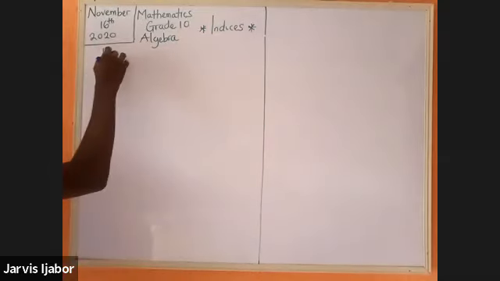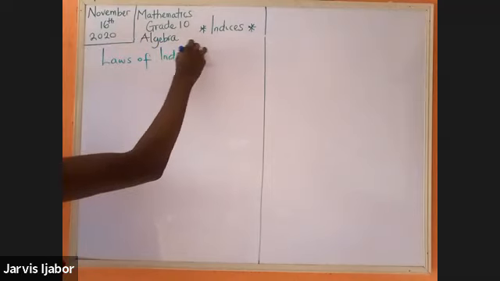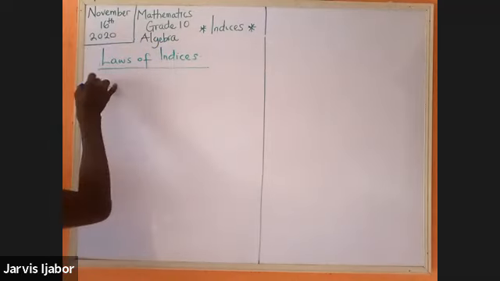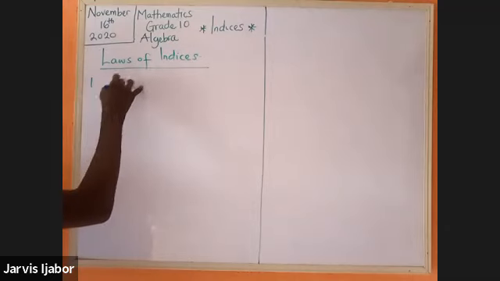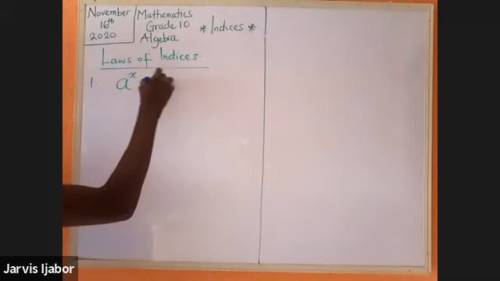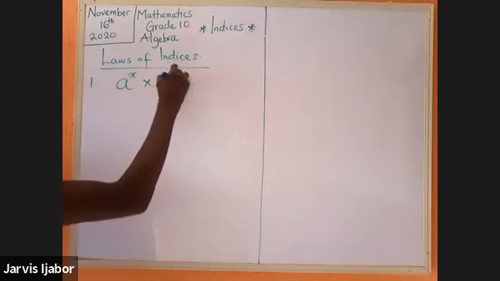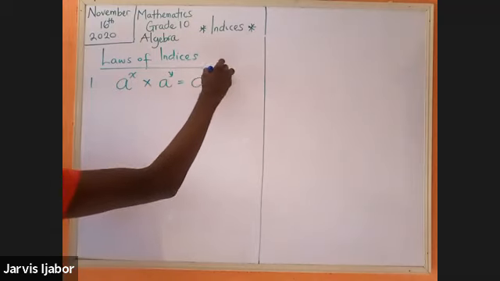Now, laws of indices. There is one, let's say number 1, that says a to the power of x times a to the power of y will be equal to what? a to the power of x plus y.